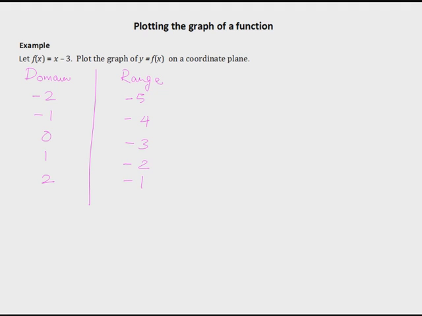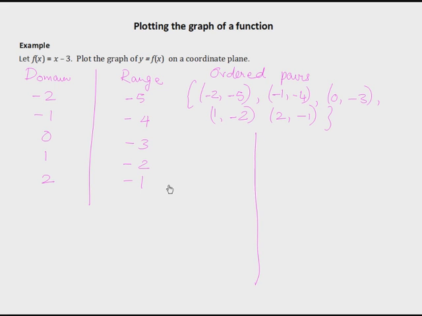So this provides me with my set of ordered pairs. Let me write them down. My ordered pairs are (minus 2, minus 5), (minus 1, minus 4), (0, minus 3), (1, minus 2), and (2, minus 1). I can plot these ordered pairs or these points on a coordinate plane, and that would give me the graph of the function. Let's see what that looks like.